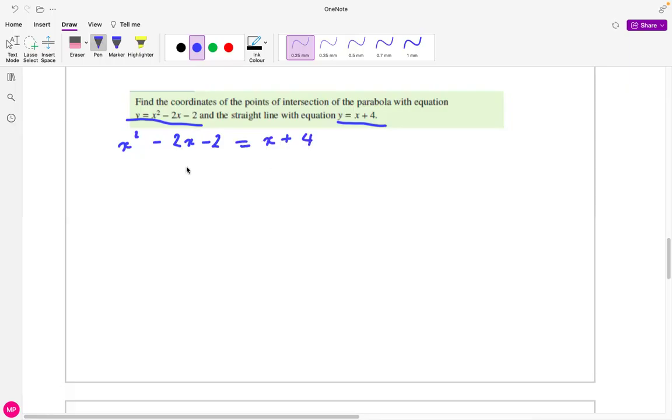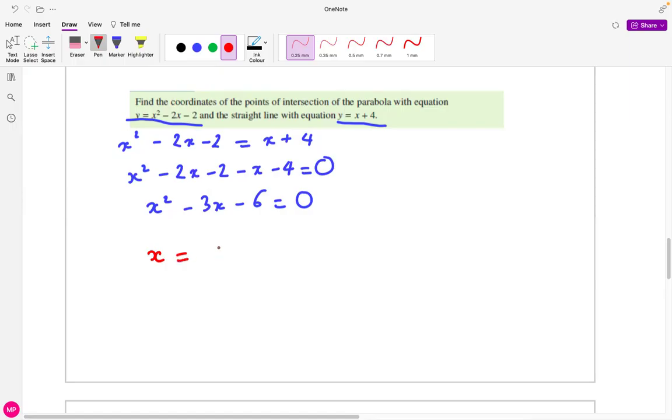Then we move everything over. So x squared minus 2x minus 2 minus x minus 4 equals 0. We collect like terms: x squared minus 3x minus 6 equals 0. Then you try to factorize and you can't do that. So you can either complete the square or use a formula. I just use a formula here.